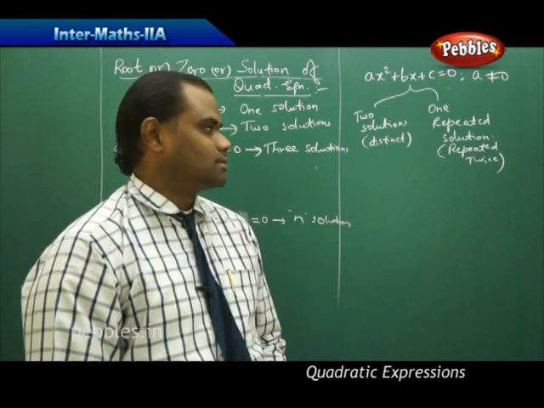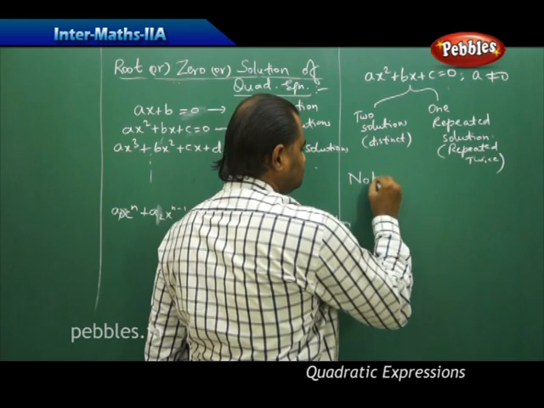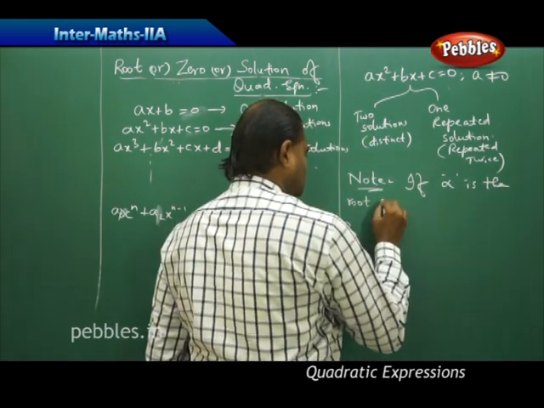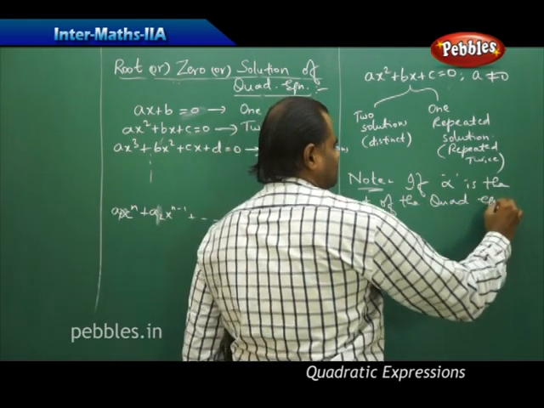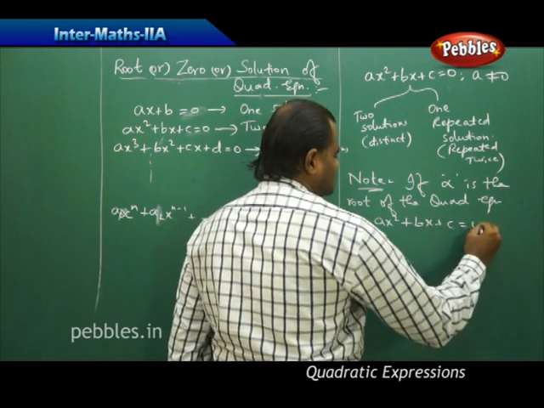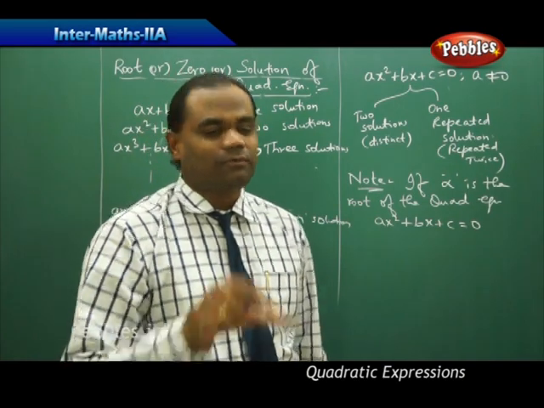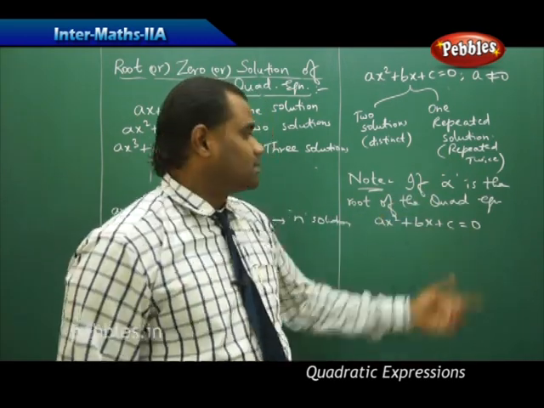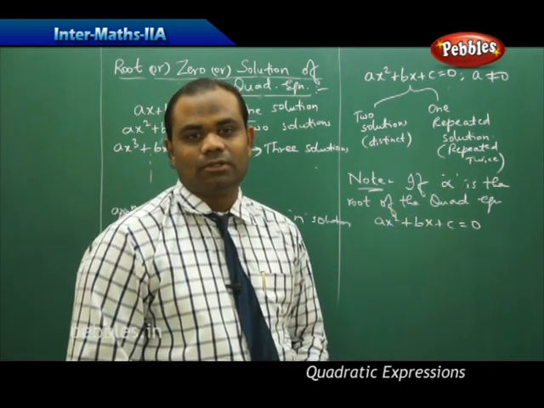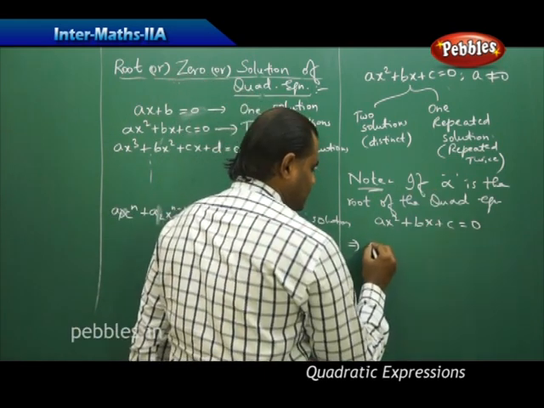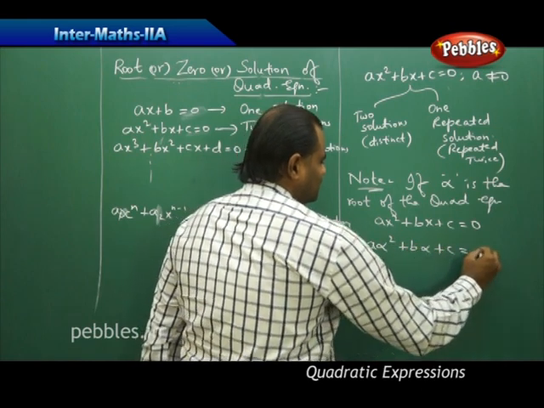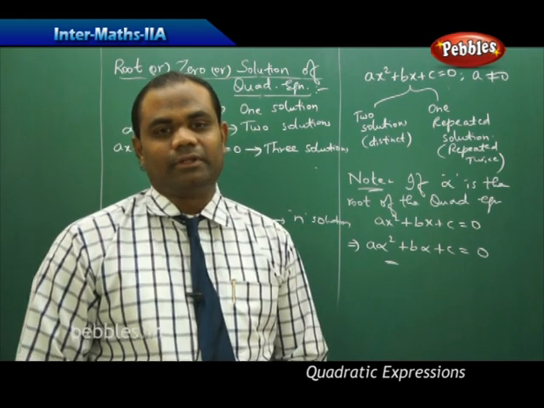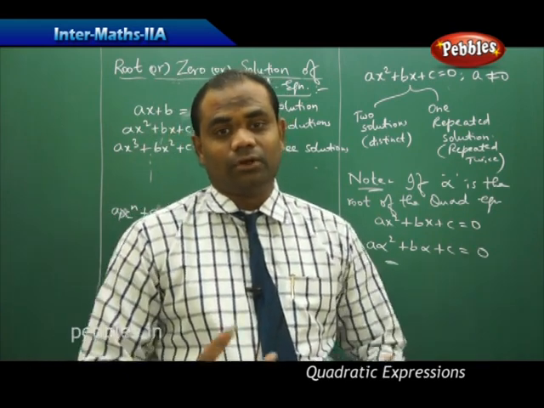So let's see the different cases through this. But before that, note: if alpha is the root of the quadratic equation ax squared plus bx plus c equal to 0, then my root is defined as that value which, when substituted into the quadratic equation, gives me 0. So if alpha is the root, when I substitute alpha in place of x, this should give me 0. That implies a alpha squared plus b alpha plus c is equal to 0. This is how I define the roots in a general sense.